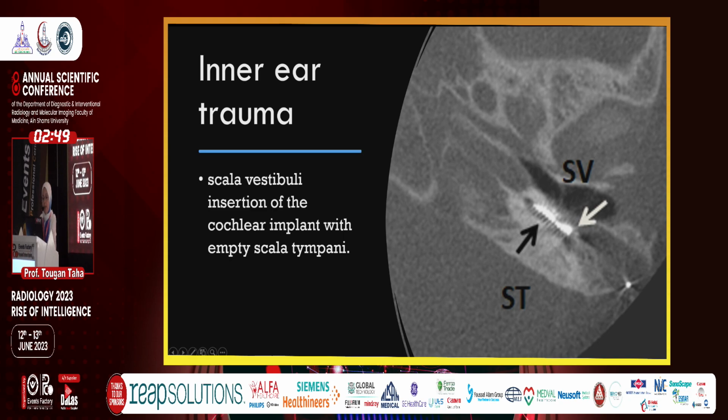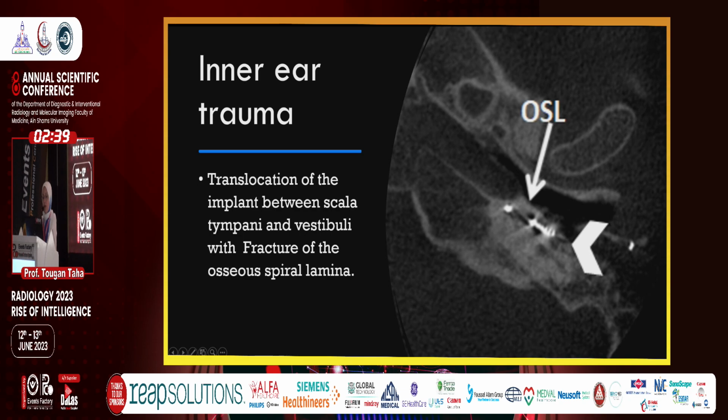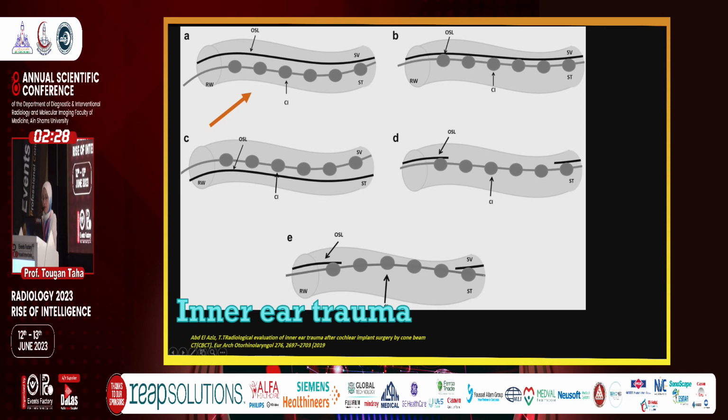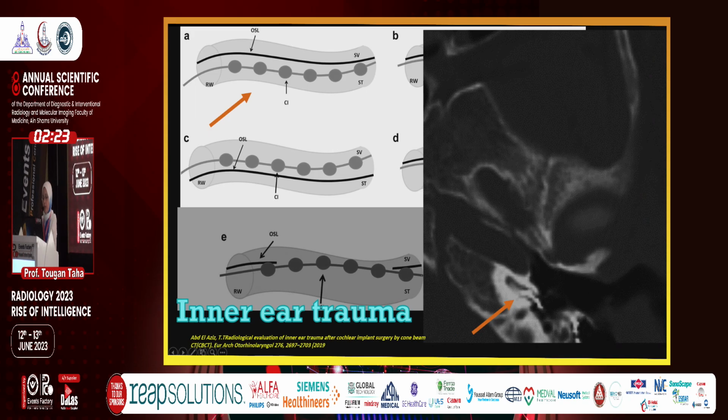Scala vestibuli insertion of the cochlear implant with empty scala tympani, as in this image, and this is another case with translocation of the implant between scala tympani and vestibuli with fracture of the osseous spiral lamina. This is my research about the different types of inner ear trauma, and the worst of all is the translocation between scala tympani and vestibuli with fracture of the osseous spiral lamina containing the organ of Corti or organ of hearing.